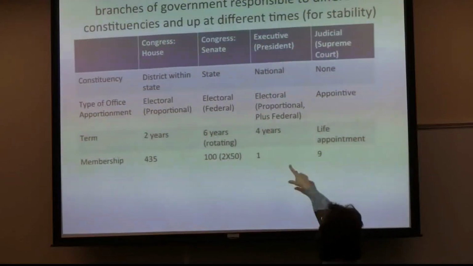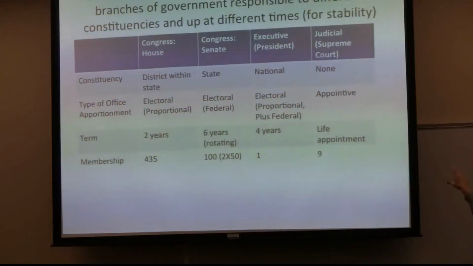Okay, so there's only one of them, and then we have our Supreme Court, and we appoint them. They're not elected, so they're not beholden to the people at all. We give them a lifetime appointment at the federal level so that they can interpret law and not have to be concerned about the passions or what's happening politically, and there's only 9 of them. Okay, so that's our federal structure.